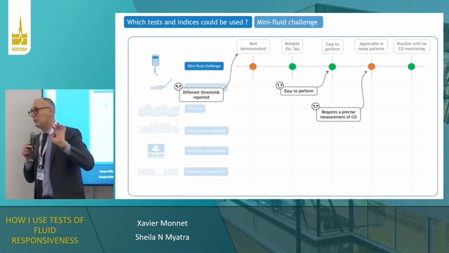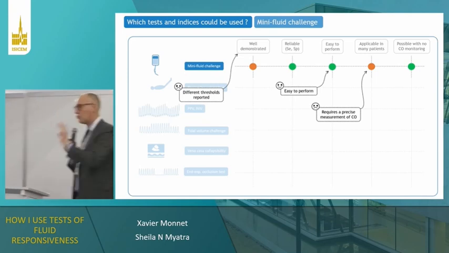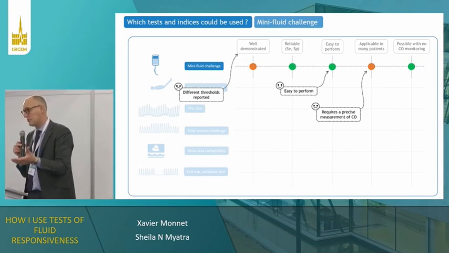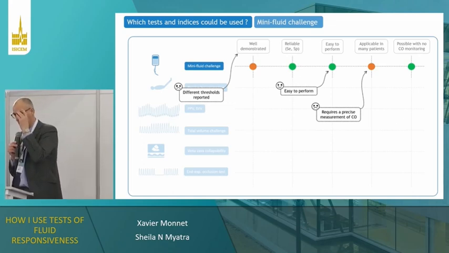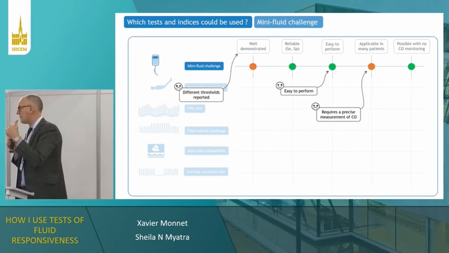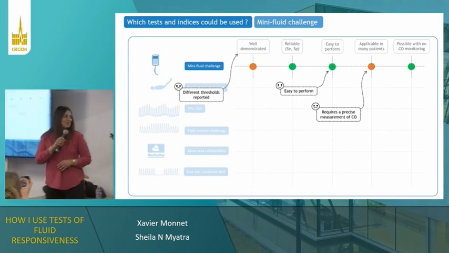Do not repeat it too much, as said by Prof. Myatra, okay? Do not repeat too much, otherwise in fact, you give 500 ml or 1 liter of fluid. Xavier, sorry, but I would say easy to perform. I would put it as well. Sorry. You're right. I'm not an expert.